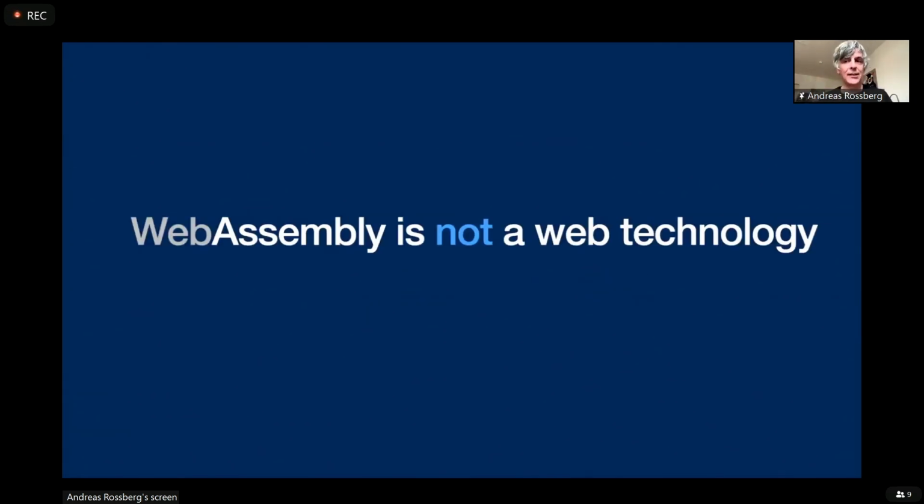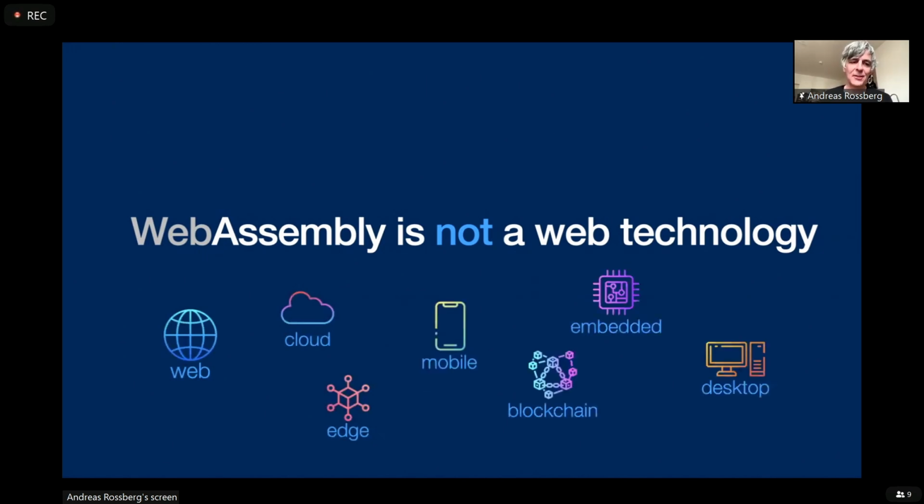So in all its design and the way it's specified, WebAssembly is actually not a web technology. And that might be surprising to many. Whenever I tell that to somebody, they tend to be surprised. But that is fully intentional. WebAssembly is running on the web, of course, but it's also running everywhere else nowadays, in all sorts of ecosystems like cloud and edge computing, mobile. It's running on various blockchains. It's running in the embedded space, and people run it on desktop as well.